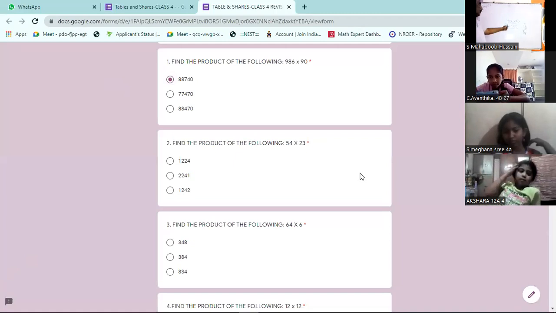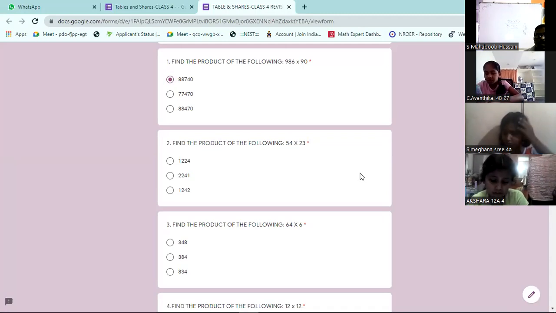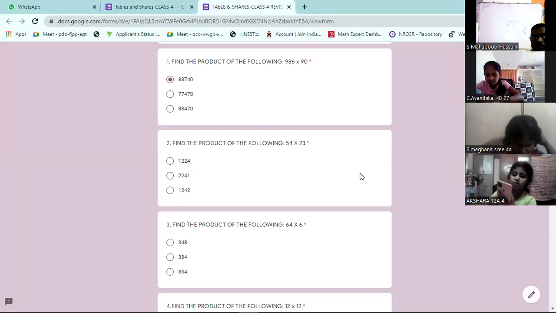The multiplication is known to you. And as I said, multiplications are very important if you want to do any question of this chapter. For this chapter, multiplications are a must. So 986 into 90, 88740 is the answer. The answer is marked here.